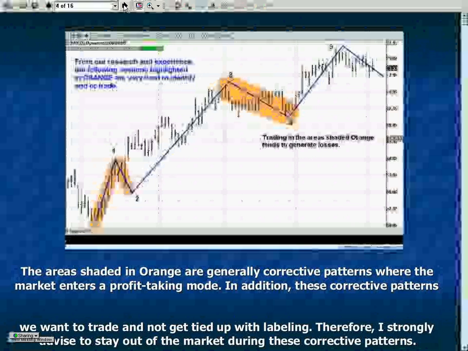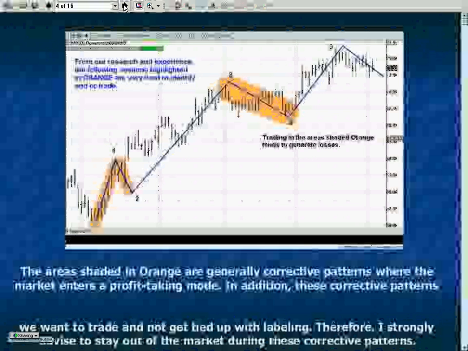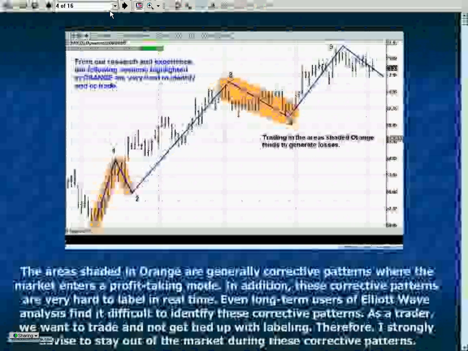From our research and experience, the sections shaded in orange are very hard to identify and to trade. Trading in those areas shaded in orange tends to generate losses. The areas shaded in orange are generally corrective patterns where the market enters a profit-taking mode.